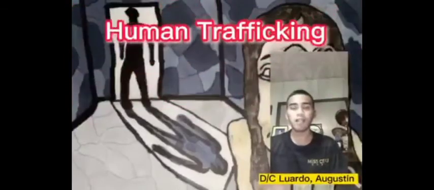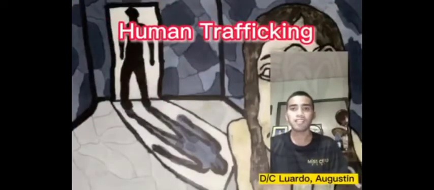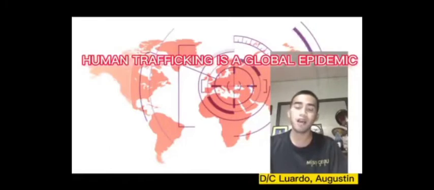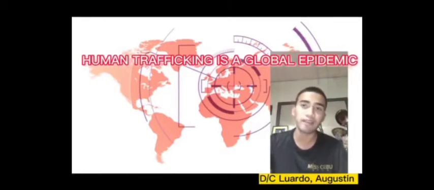Human trafficking is a global epidemic, one of the transnational criminal activities with the fastest growth in the 21st century. Human trafficking is a 150 billion industry. Even though it seems like a far-off issue or doesn't directly affect us, every time we purchase something made using exploited labor, we are unwittingly contributing to the problem.